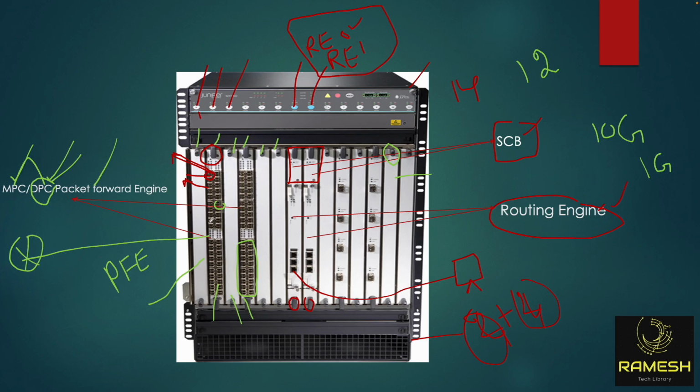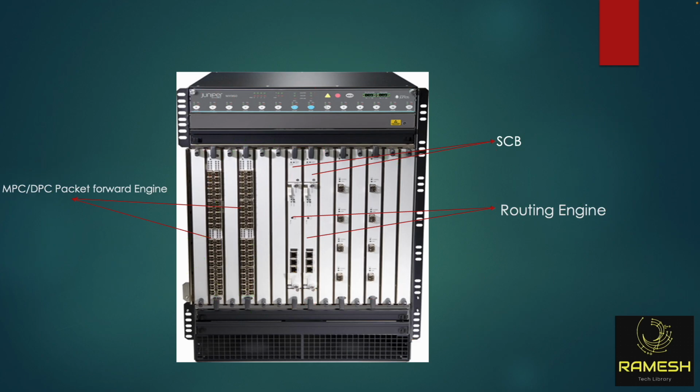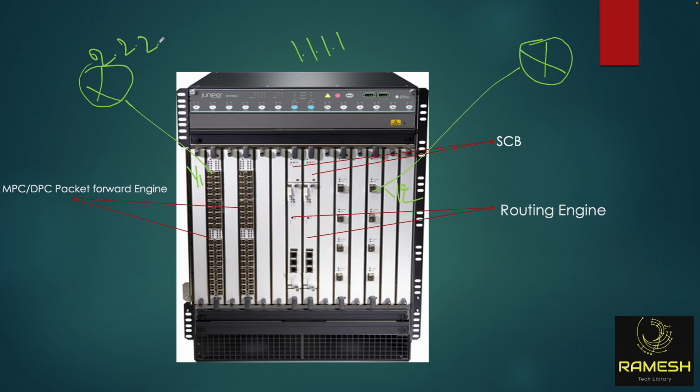Let me remove all this, it looks clumsy. Now I'm drawing one. Consider this is a router, and this is another router. It is connected here in port 1/1, and here it is connected with port 1/2. Just an example. This device IP is 1.1.1.1 and this is 2.2.2.2.